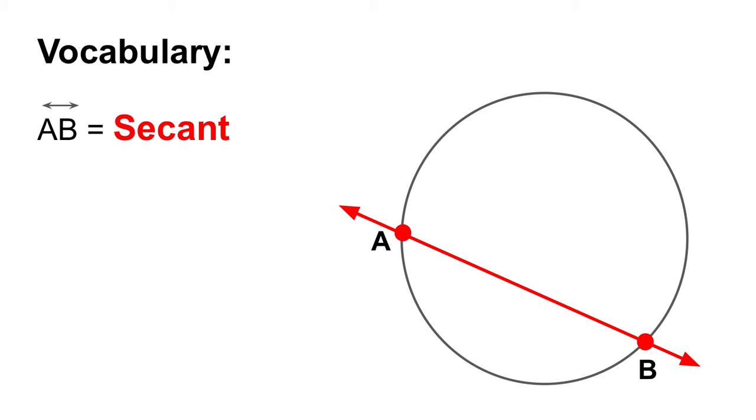The difference between a chord and a secant is that a secant has arrows and a chord doesn't. A secant is a line, whereas a chord is just a line segment, so the chord starts and stops on the edges of the circle.